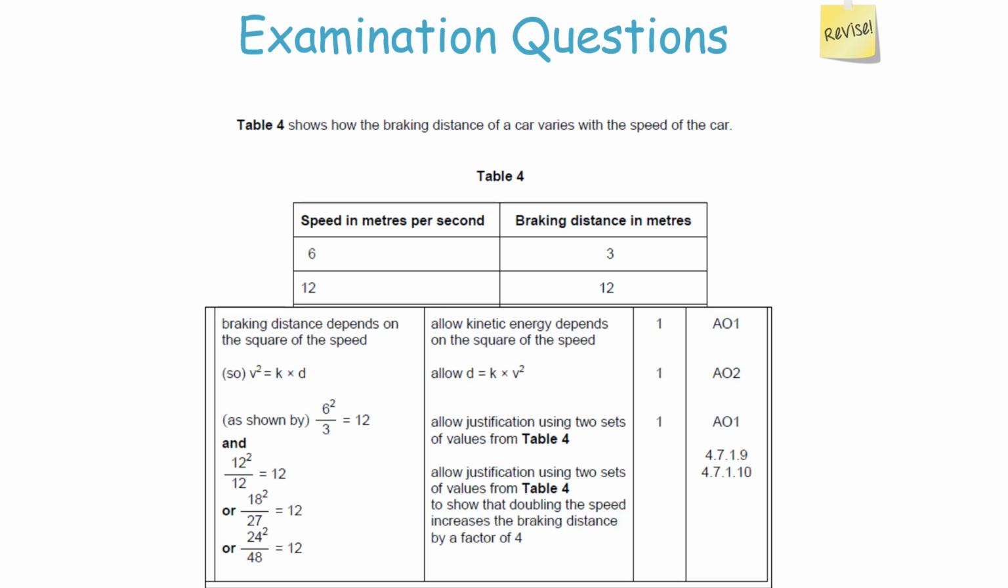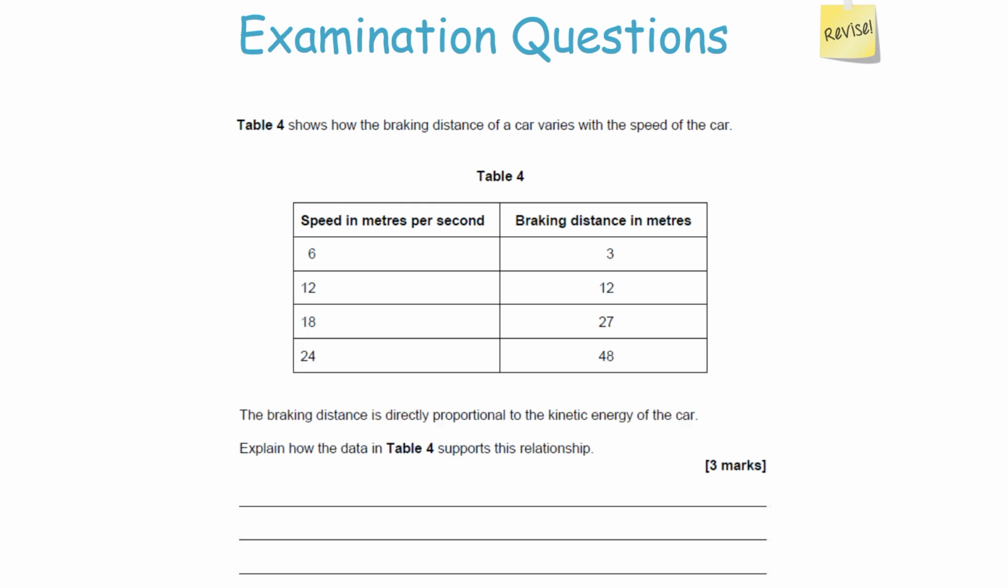So this indicates to us that the braking distance depends on the square of the speed. So what you need to do is square all of the values of speed in your question. So we do 6 squared, 12 squared, 18 squared, 24 squared to get a value which is what was going to be linking in proportionality for the braking distance and the kinetic energy.